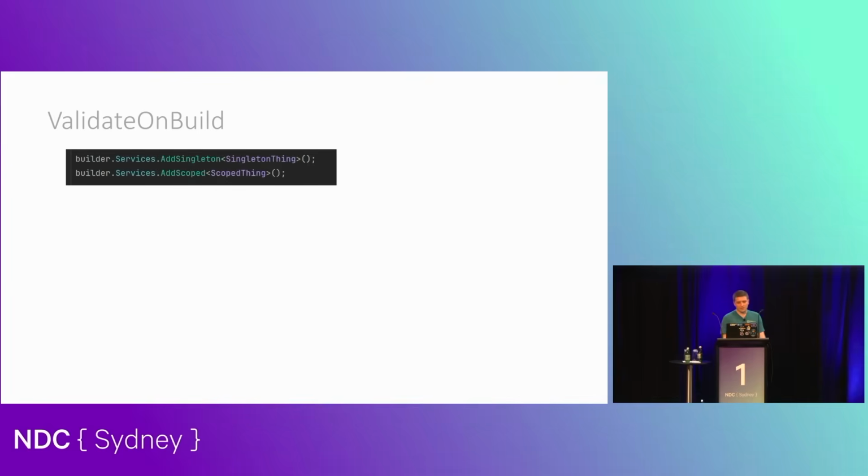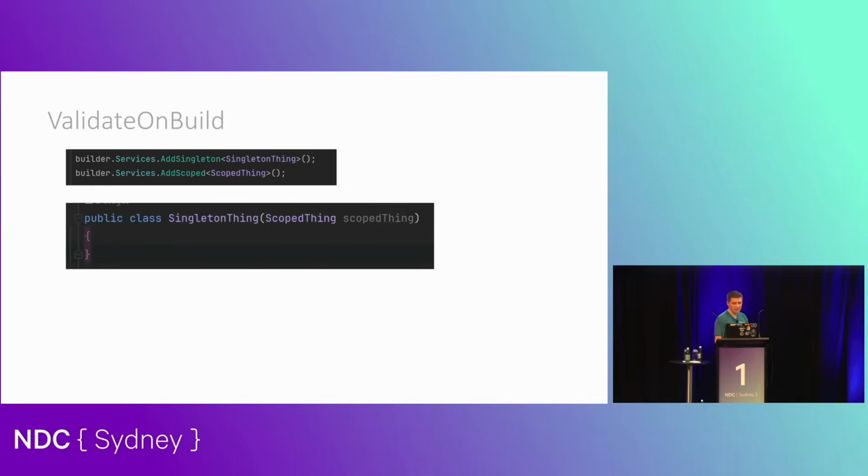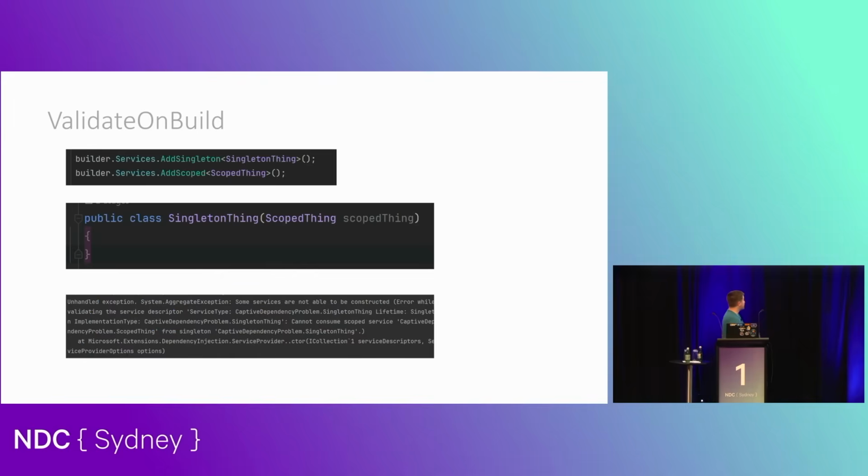So the way to fix this is, so again, the problem here is, let's say you have an add singleton with a singleton thing, an add scope to the scope thing, and then your singleton thing depends on the scoped thing. This is what's called a captive dependency problem, where basically that scoped thing is effectively a singleton, which is not what you intended for it to be. And so you'll get this nice little error that says, hey, I tried to consume a scoped service from a singleton, something bad happened.